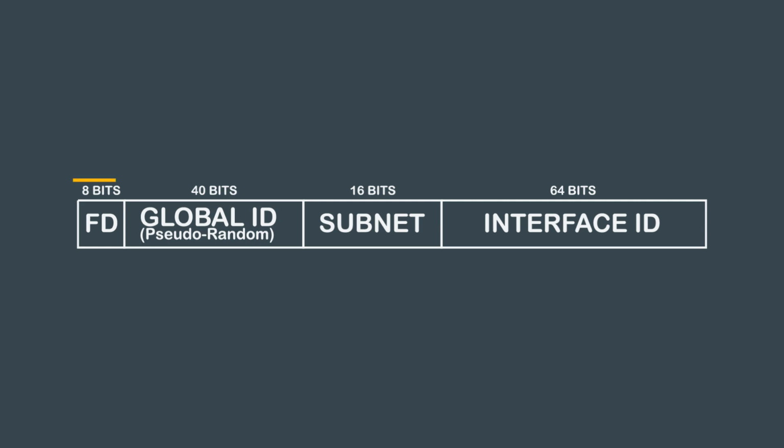The first two hex digits must be FD. This is followed by a 40-bit unique identifier, which is randomly chosen. Bits 48 through 63 define a 16-bit subnet identifier. The last 64 bits define an interface ID for the host portion.